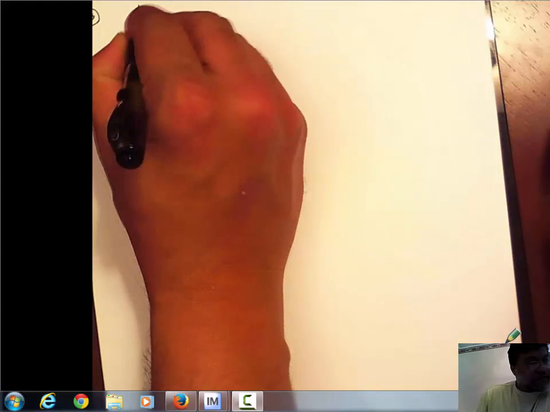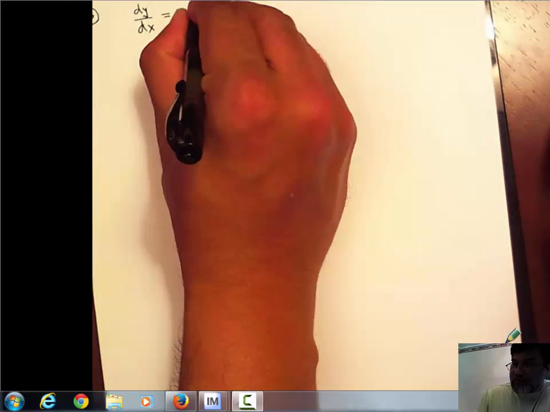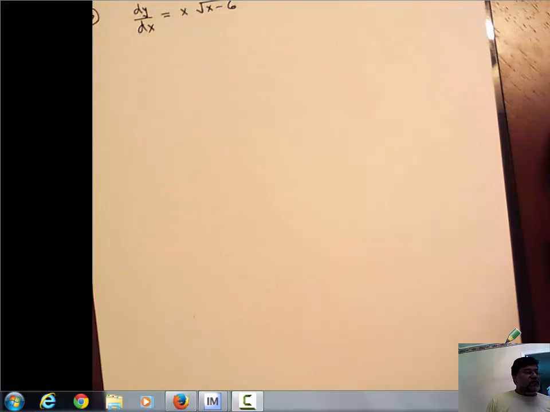We have dy/dx equals x times square root of x minus 6. So we are trying to find the general solution, meaning we're going to solve for y. Is this separable? If it's separable, we take the y's with the dy's and x's with the dx's.